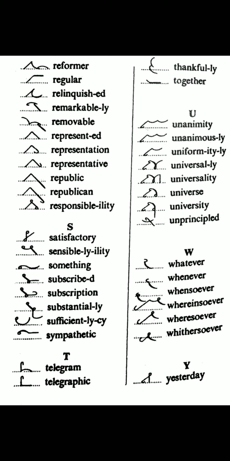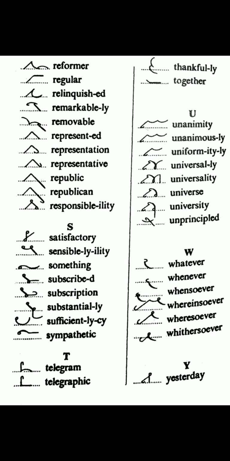Upward R S circle P with NS circle on the line for responsible and responsibility. S circle T S another S circle with upward R is used here on the line for satisfactory. S circle N stroke S circle B on the line for sensibility. S circle M stroke NG stroke on the line for something.